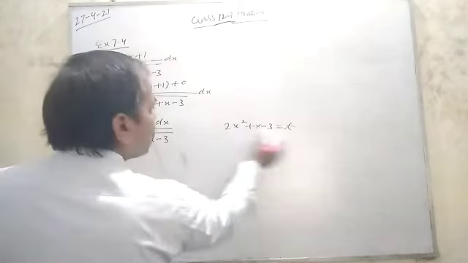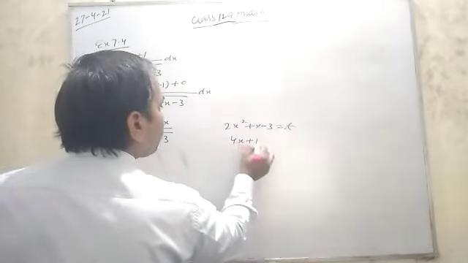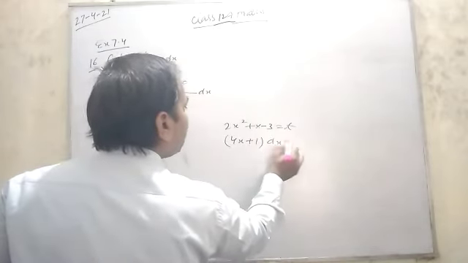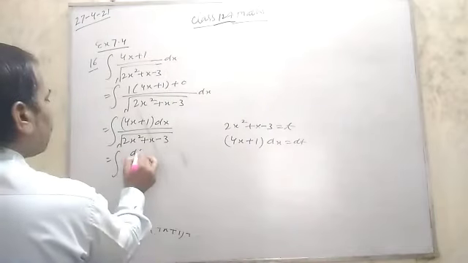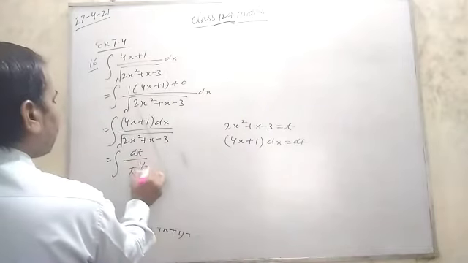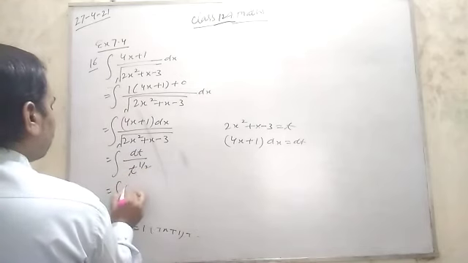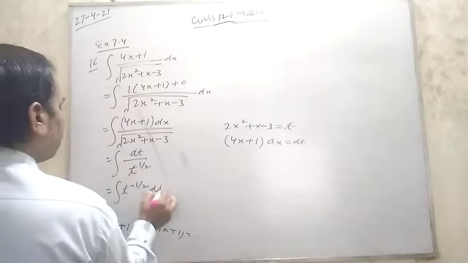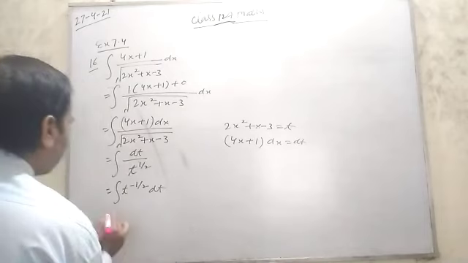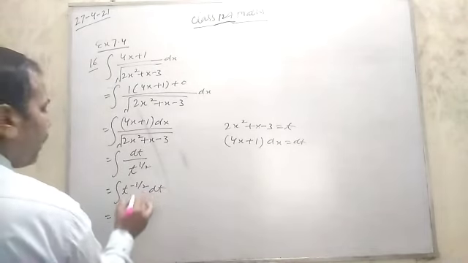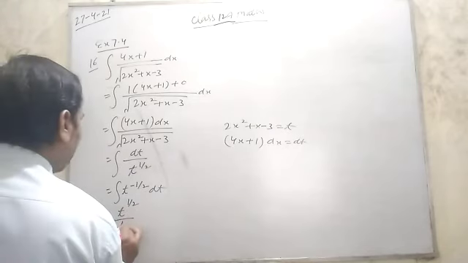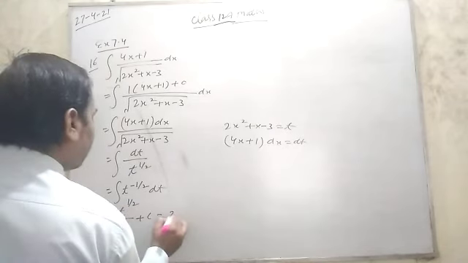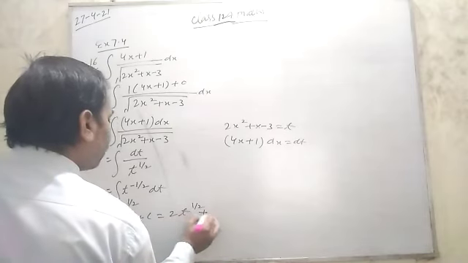Then suppose t, so the differentiation 4x plus 1 dx is equal to dt. So put that in the equation: dt upon t power 1 by 2, so t power minus 1 by 2 dt. Apply the formula n plus 1: 1 by minus 1 by 2 plus 1, so 1 upon 1 by 2 plus c, so 2 t power 1 by 2 plus c.